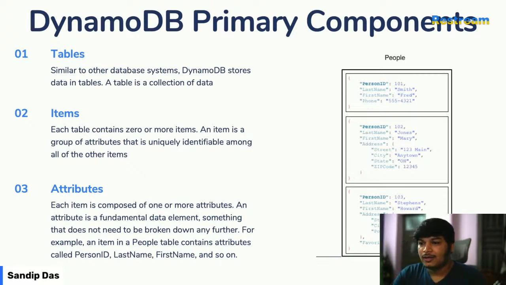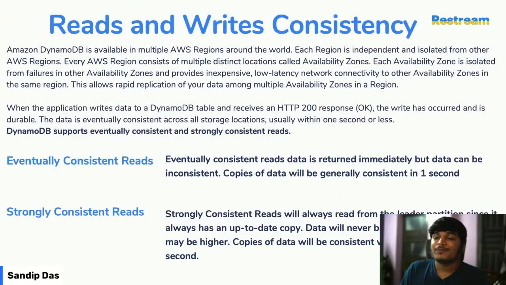Okay. Now let's go to the next. So I hope you understand the table, items, and attributes. Now the next thing. So this I wanted to explain in a very detailed way, and we are talking about the read and write consistency. I will come to that. Let's see if there is any question.